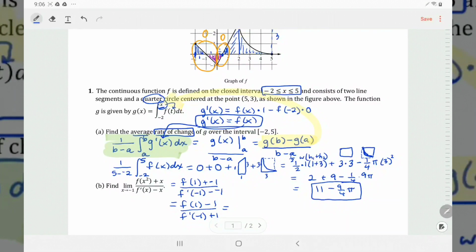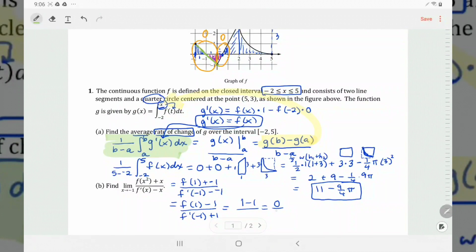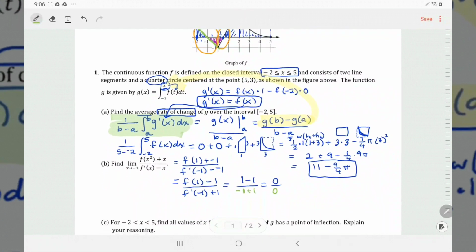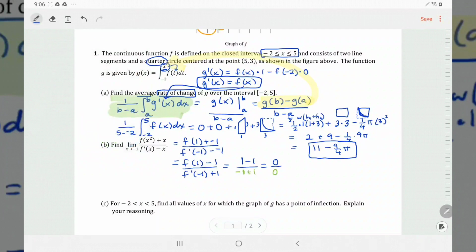F prime of -1 is the slope, and the slope at -1 would be over here. So let me trace it. I'm going to trace it with green. At -1, it looks like the slope is down 1, right 1. So that would be -1, and then plus 1, which is also 0. Okay, so it is an example of L'Hopital, but you would need to first get the 0 over 0 to use L'Hopital. I would label it in IB. They give you a point for labeling it. In BC, we don't know, so might as well.